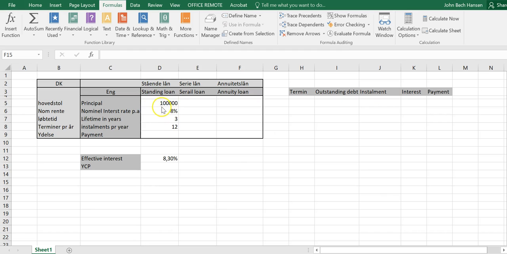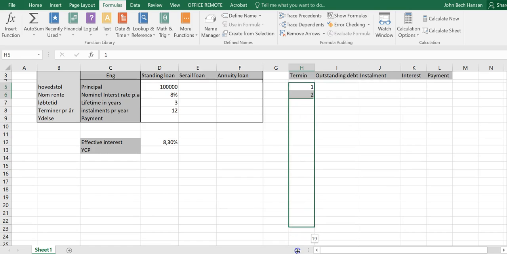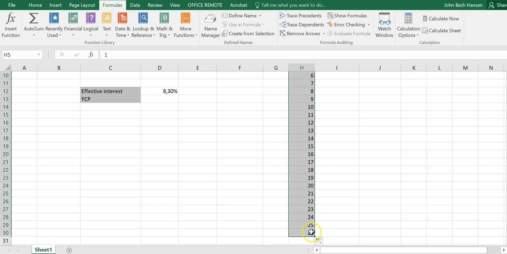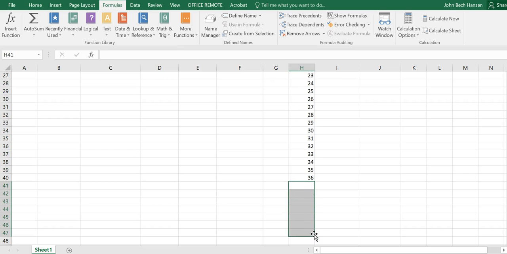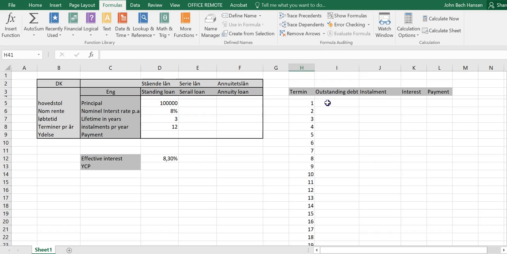The conditions you can see here: we have a loan of 100,000 at 8% interest, which has to be paid back after 3 years, with payments every month. So we can make the overview of the amortization over here, and it will be over 3 years, each month. So that's 36 payments we'll have to make, and we have an outstanding debt when we start of 100,000.